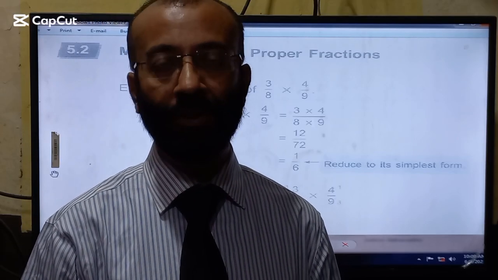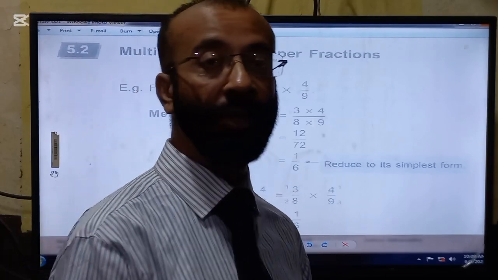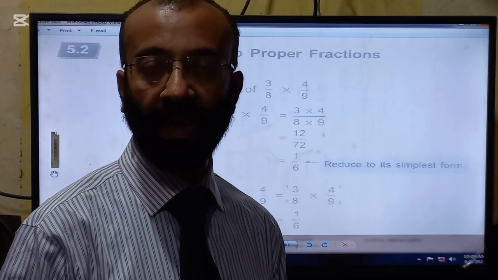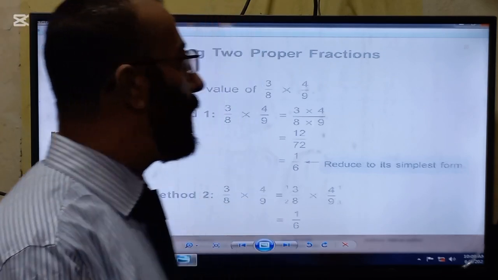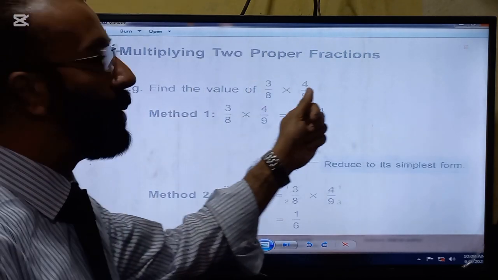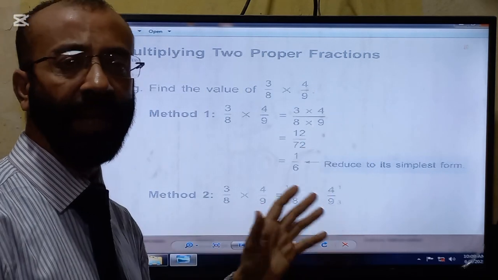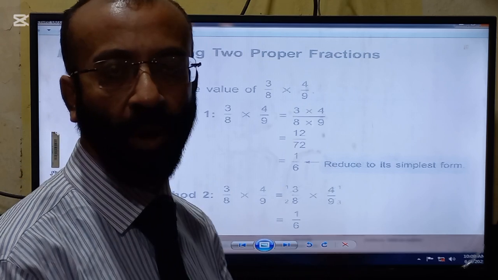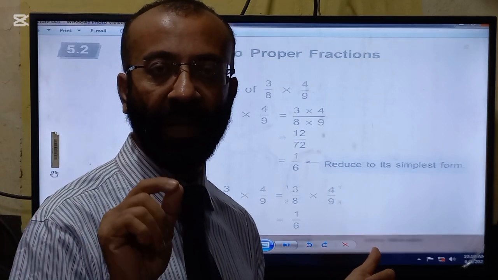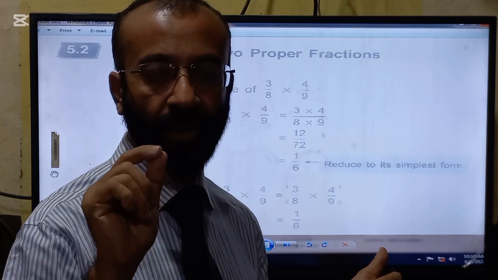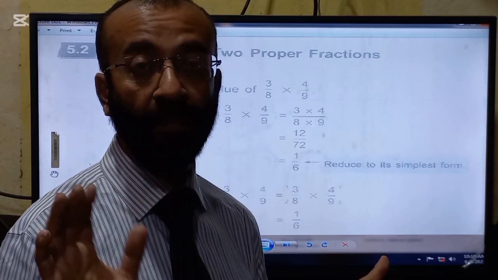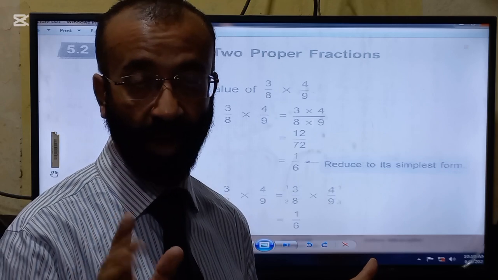Good morning, students. Today we are going to read another lecture on the topic of fractions in the subject of mathematics O levels. Today's lecture title is multiplying two proper fractions. Again, this is a famous topic of paper number 1. Questions from this topic frequently come in paper number 1 of mathematics. These questions are required to be solved mentally and manually. Calculators will not be allowed.